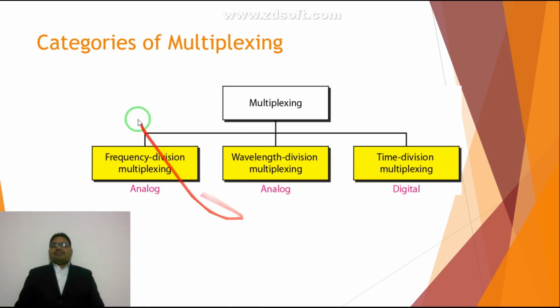But it doesn't mean that frequency division multiplexing cannot transmit digital signals. It can. But before transmitting a digital signal, we have to convert this digital signal into an analog signal. And after converting into analog, we can use frequency division multiplexing.